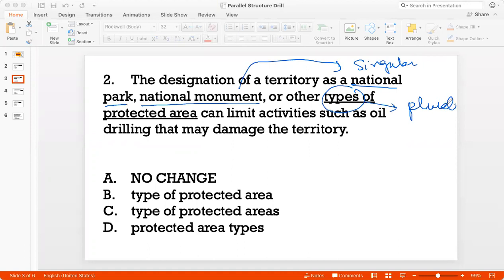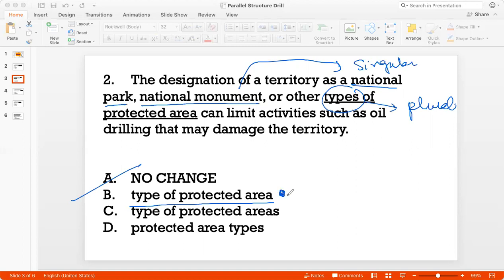right? And if I'm saying this in a continuous list, if I'm saying national park, national monument, or something, then that something should also be singular because national park and national monument are singular. So I don't want an option that says types. So option A is out. So other type of protected area, option B, this sounds fine. The designation as a national park, national monument, or other type of protected area.